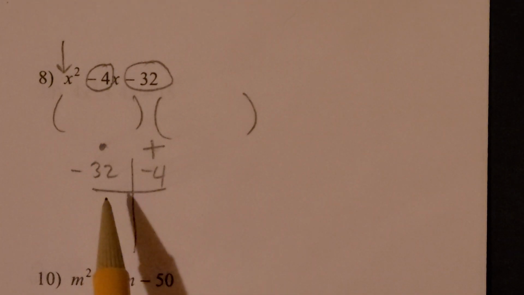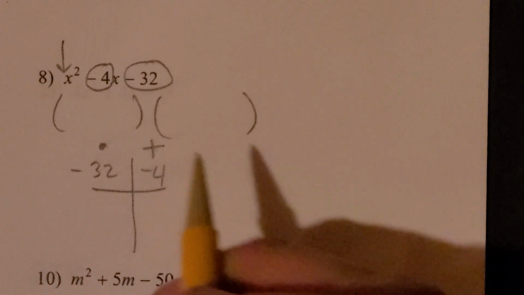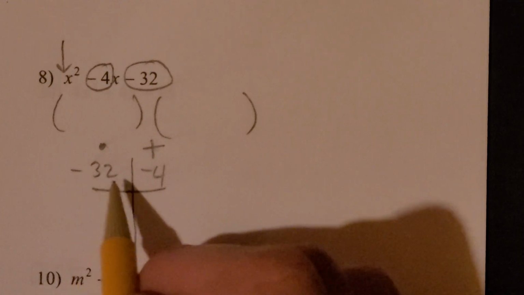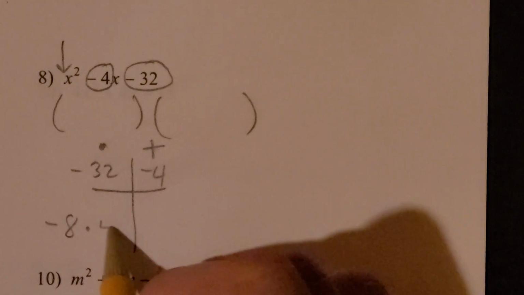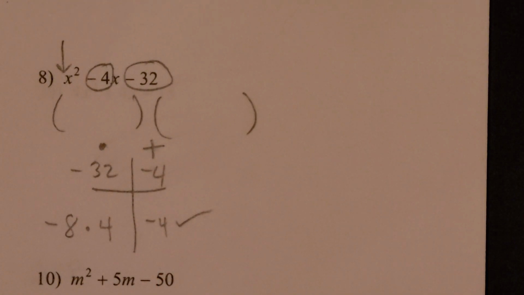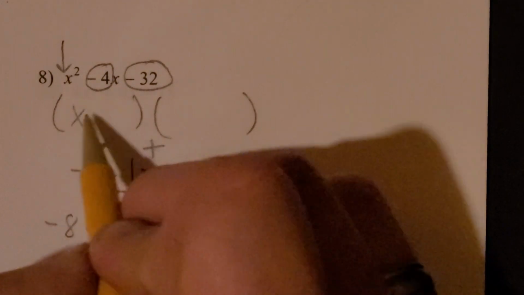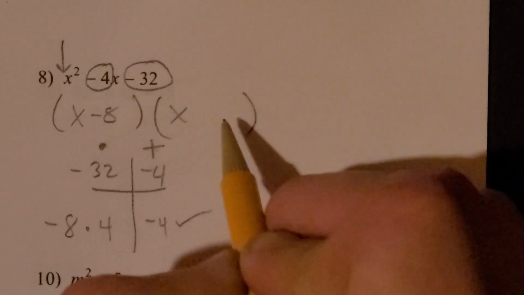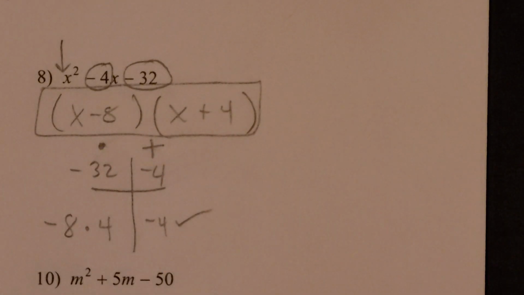But anyways, I need 2 things that multiply to a negative 32 and at the same time add to a negative 4. You could have listed every single factor of negative 32 and you should have gotten negative 8 times a positive 4. Those 2 things will add to a negative 4. So because there's no leading coefficient, all you got to do is say x minus 8, x plus 4, and I'm done. There's nothing else to do with that problem.